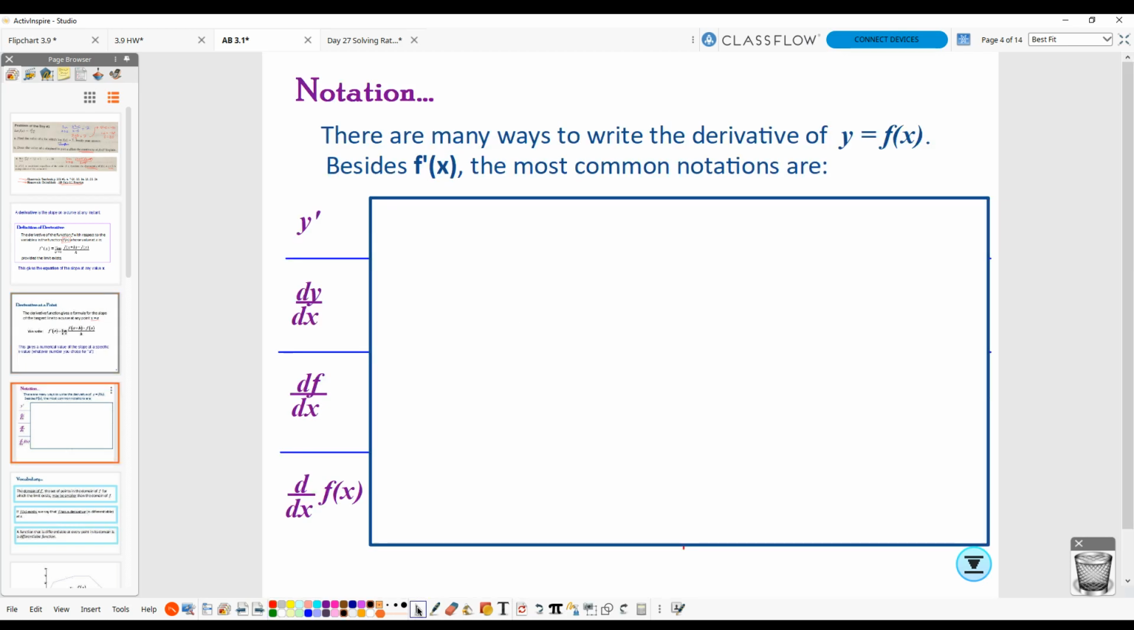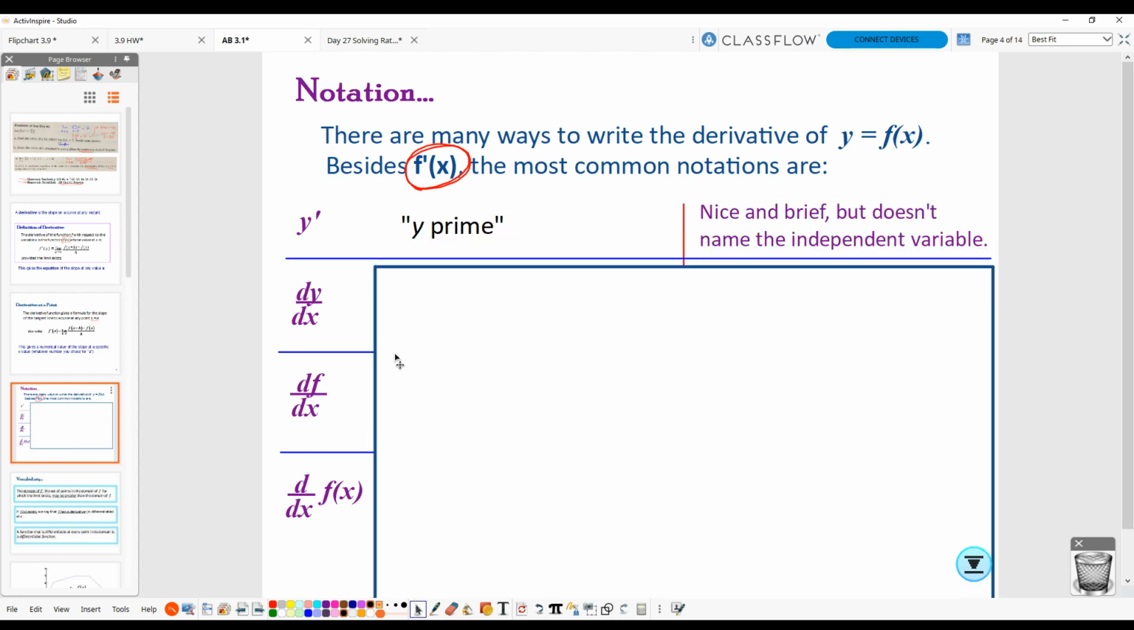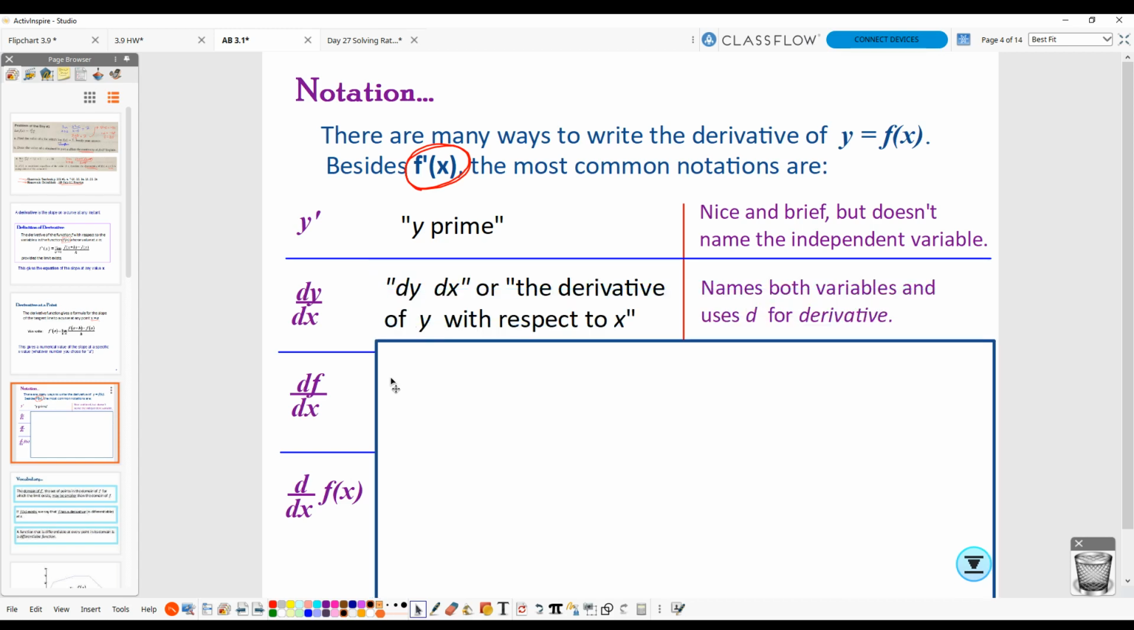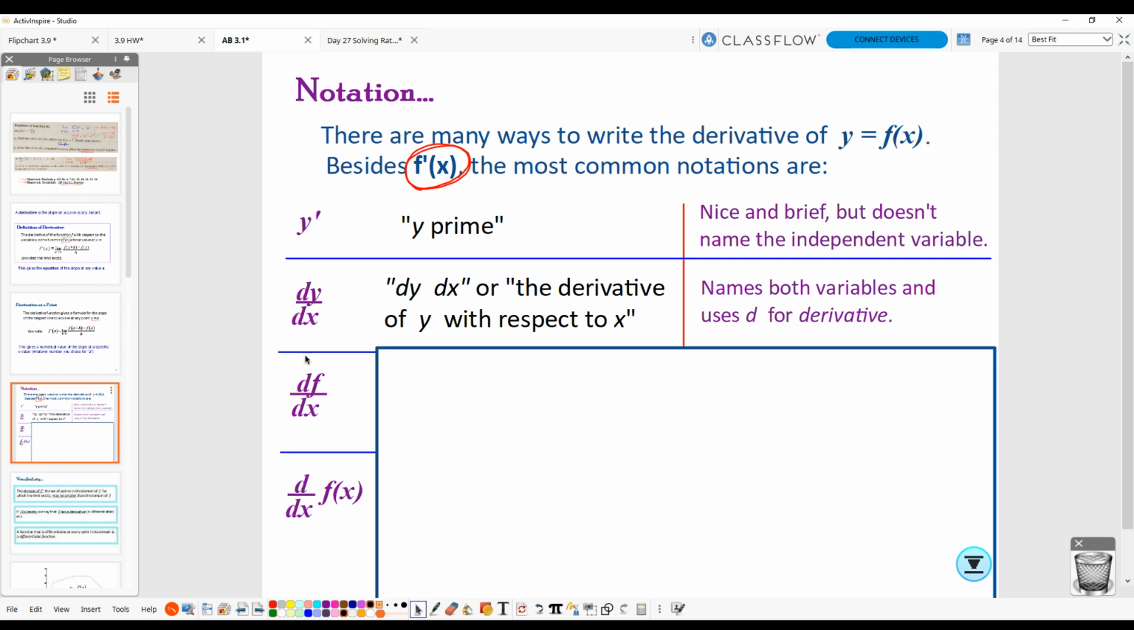Just giving you some notations. There are a bunch of ways to write the derivative. The most common one is f and a tick mark. That's called prime. F prime of x is the most common notation. But sometimes people write y prime. And it's nice and short, but it doesn't name what the rate of change is with respect to. Like, how is the area changing as we change the radius? How is the volume of water changing as the height of the water goes up in a cone? Something like that. It's better to have this bottom variable named.